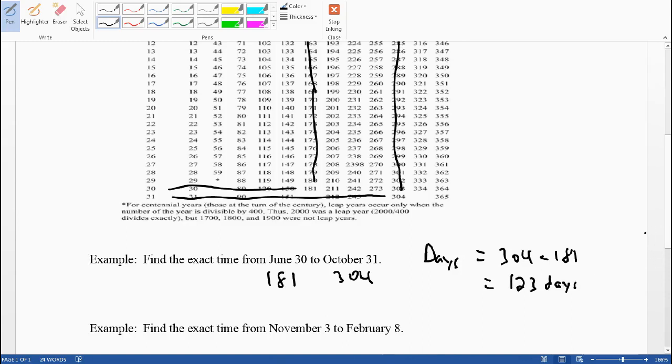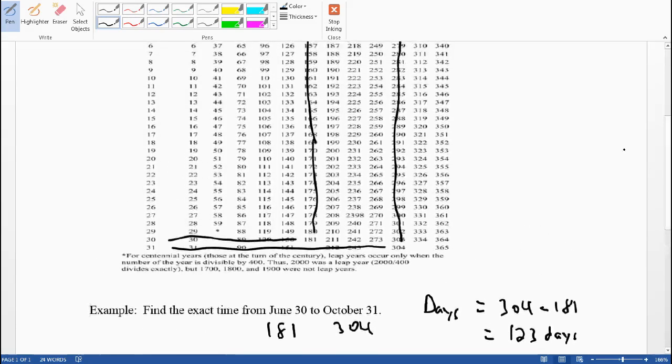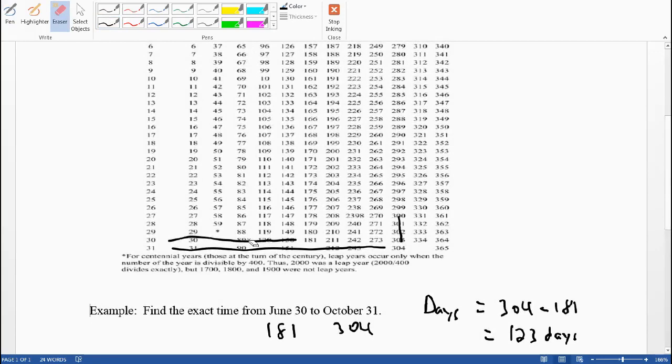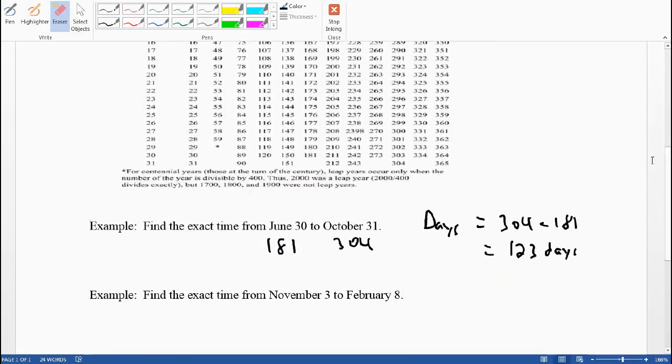Now what you could do is take out a calendar and start counting, but I'd rather not. This is way faster, especially since the table is there for you to use. Hopefully. I'm going to erase these lines because I'm going to use the table again for the next example. Now this one is a little different because it spans over 2 years. It goes from November 3rd to the end of the year and then starts a new year. So let's see what we can do with the table values.